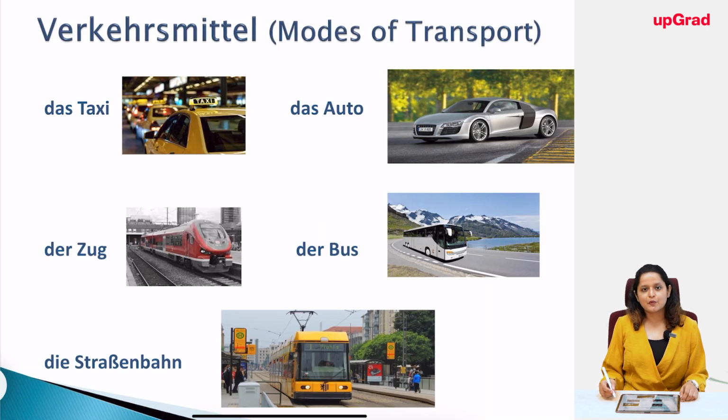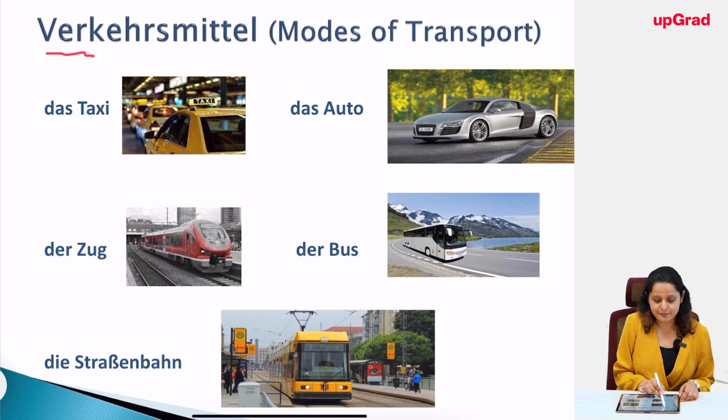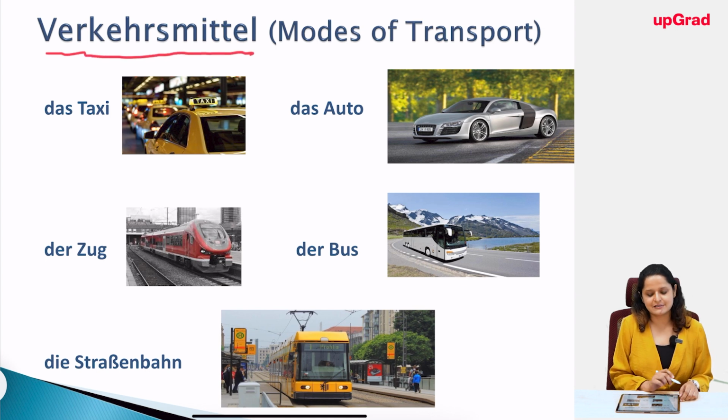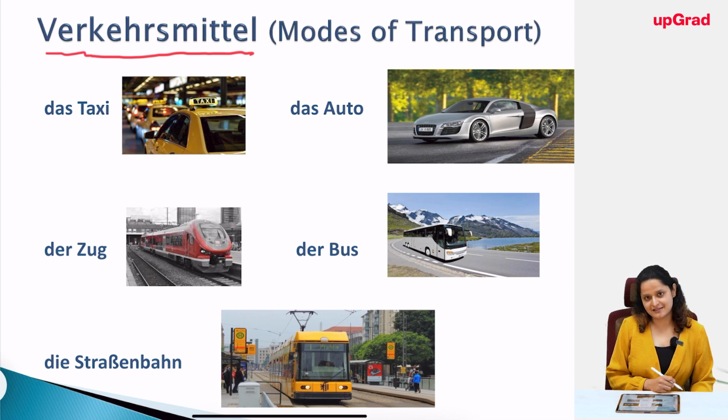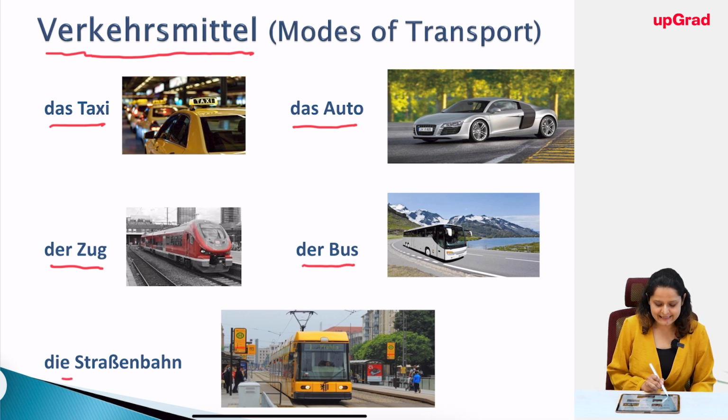Now after this, we take a look at some more basic modes of transportation that you can find. Transportation or transport is called Verkehrsmittel, which means modes of transportation. So there are some common public transportation that we can see here. Das Taxi, which is a taxi. Das Auto, which is a car. Der Zug, which is a train. Der Bus, which is a bus. Und die Straßenbahn, which is a tram.